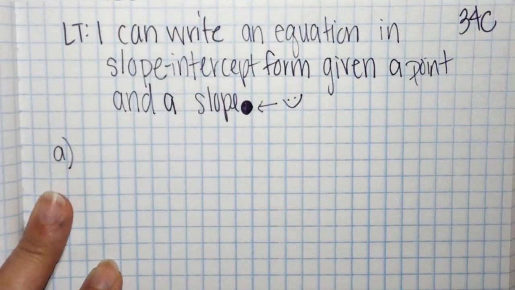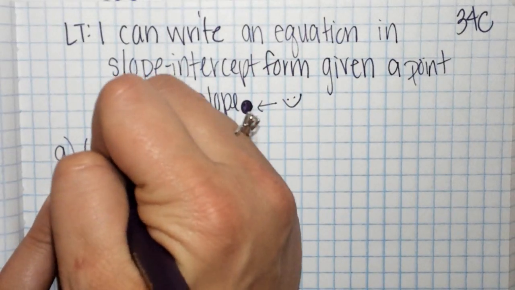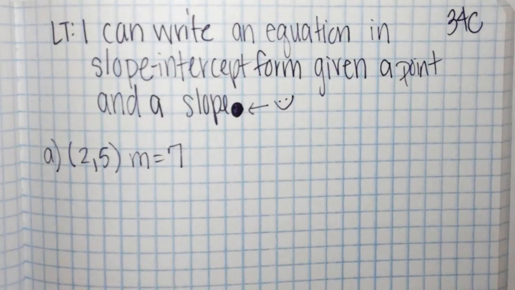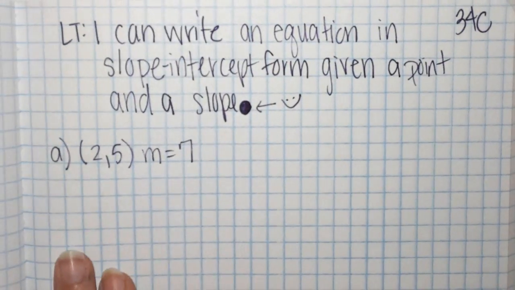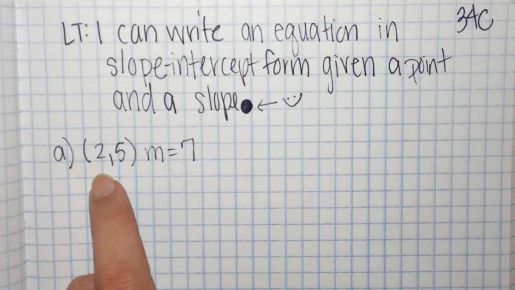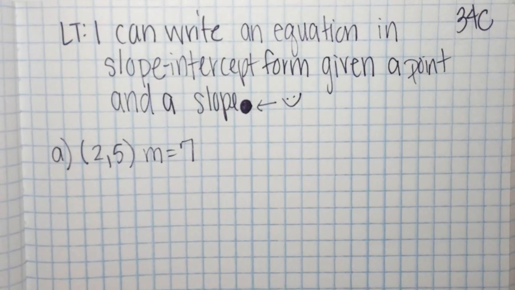All right, so for A, our first point is going to be (2, 5), and our slope is going to be 7. Now, I know that was super fast. I need to slow down. I'm going at turtle speed over here. So the first thing I'm giving you is (2, 5) and a slope of 7.